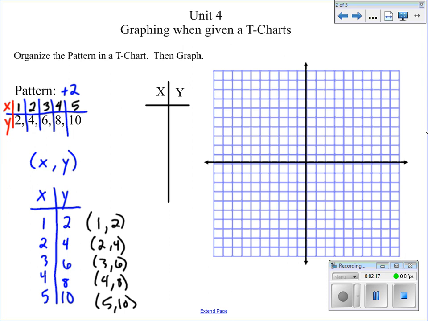The next step is then to go over here and graph it. So we're going to go over 1, up 2. Over 2, up 4. Over 3, up 6. Over 4, up 8. And over 5, up 10. This forms a line, so we're going to go ahead and draw this line, and we're finished.